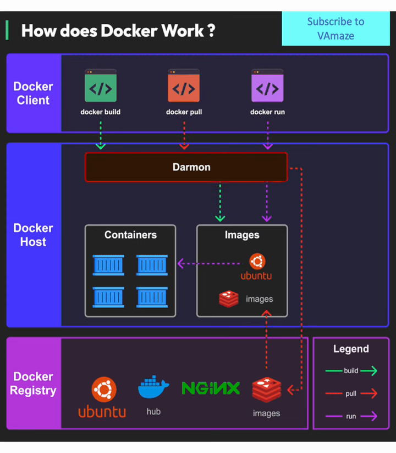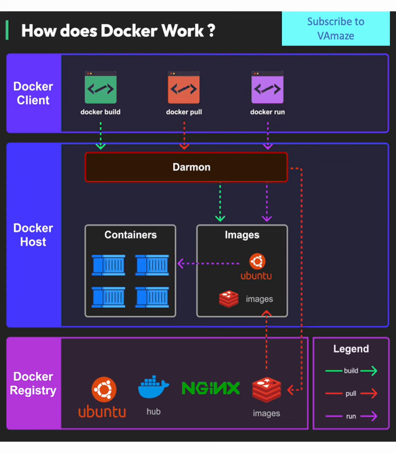Production considerations. Multi-stage builds. Optimize image size by using multi-stage Dockerfiles. Security scanning. Regularly scan images for vulnerabilities. Resource limits. Set appropriate CPU and memory limits for containers. Monitoring. Implement logging and monitoring for container health.